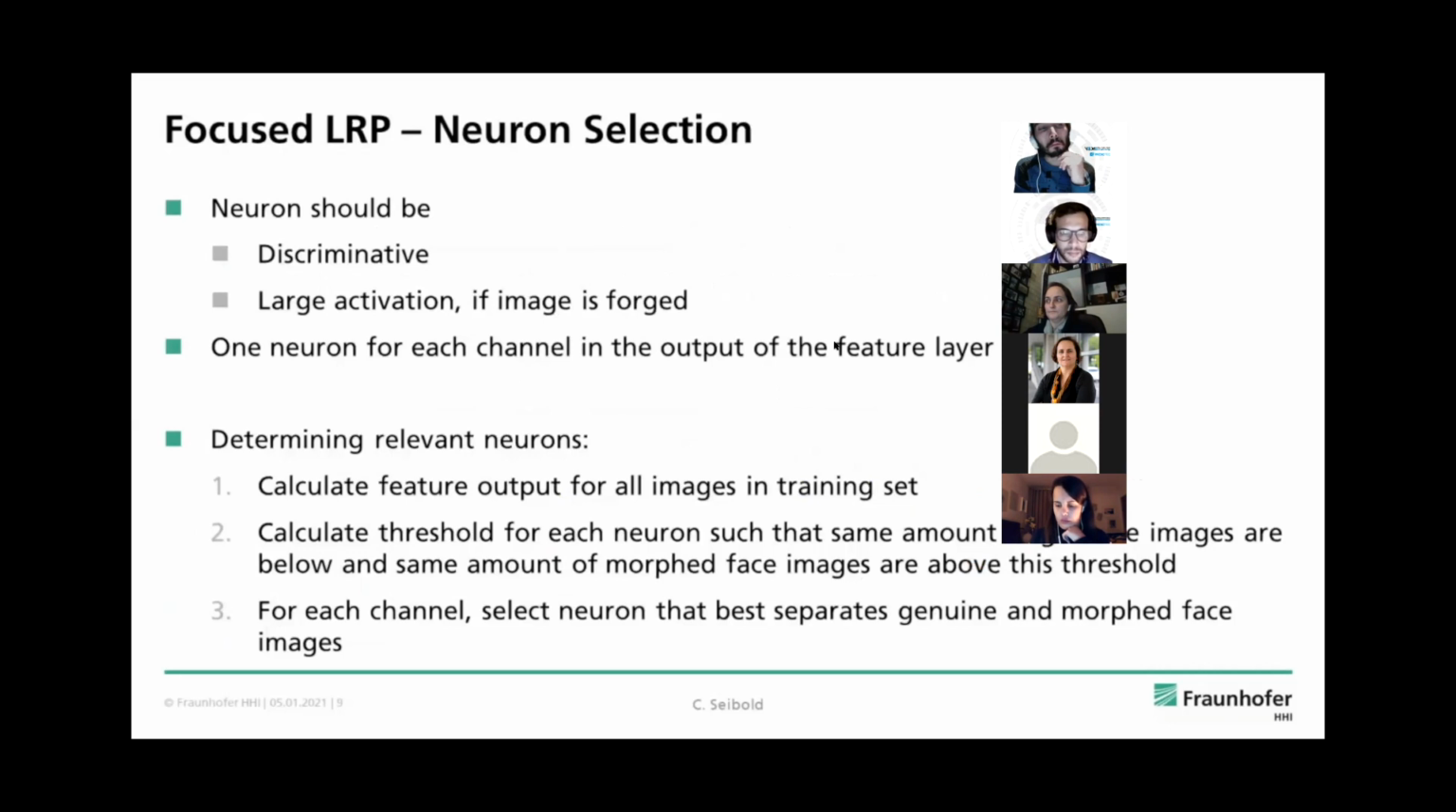For the selection of the start neurons, we are looking for neurons that are discriminative and have a large activation if the image is forged. To this end, we calculated the output of the feature extractor for all images in the training set. Then we calculated an activation threshold for each neuron such that below this threshold is the same amount of genuine images as morph phase images are above this threshold. Then we selected for each channel the neuron that best separates forgeries and genuine images. This results in 49 different neurons that we use to start FLRP.